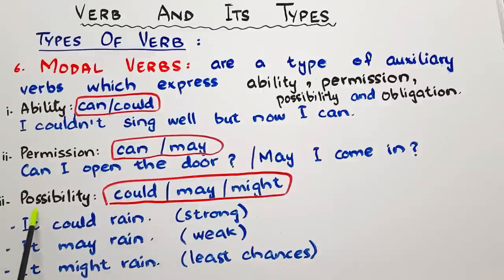Now the third thing is possibility. To talk about possibility, we can use could, may, and might. The difference between these three is just about the intensity. Like if we say it could rain, so it means it is likely to rain. The clouds are there, it could rain. It may rain, it is a less possible situation. And it might rain is something that is least possible, right?